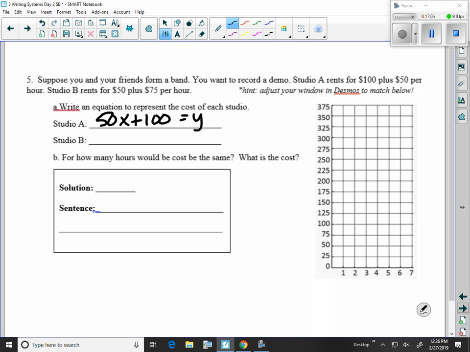Now, Studio B rents for $50 plus $75 per hour. I want you to write the equation down. See if you can get the second one on your own.